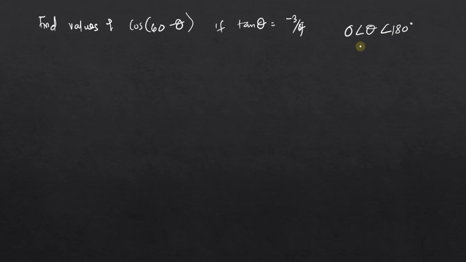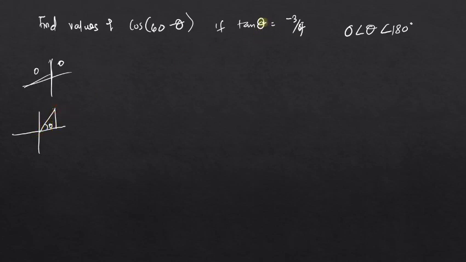Okay, so now the thing we need to do is this. We know that theta is either here or here, right? But we need to first find theta. So let's go ahead and find theta. So let's draw our angle theta.